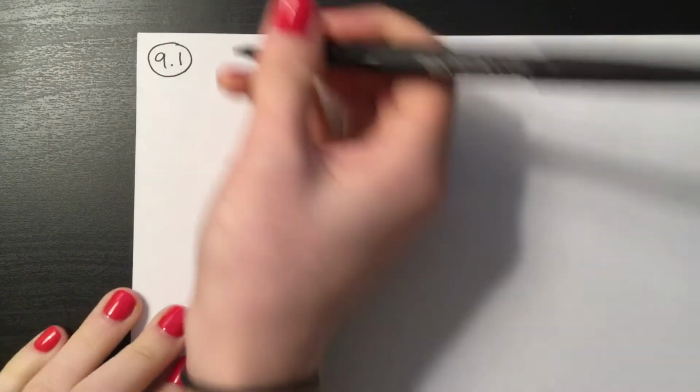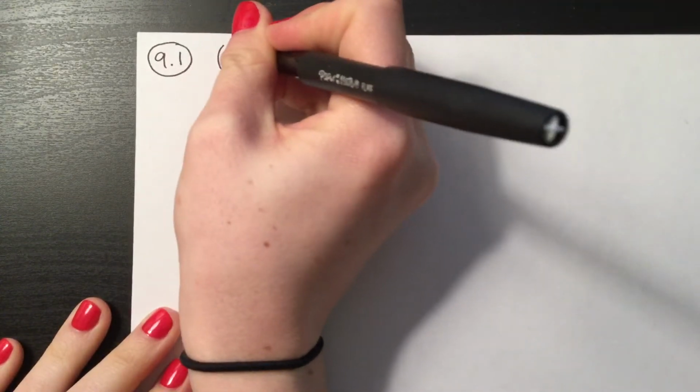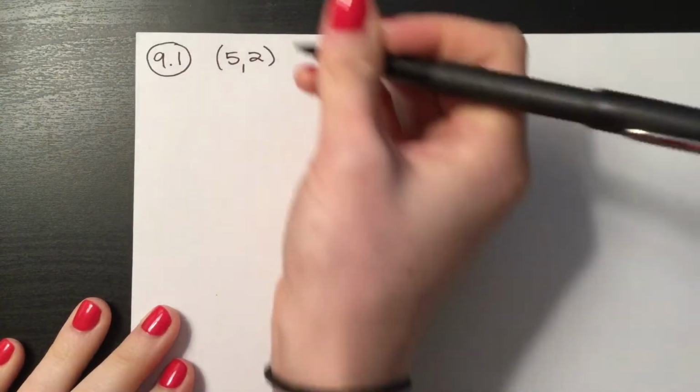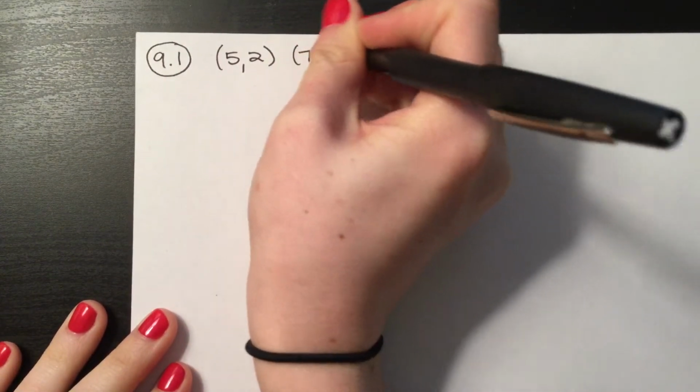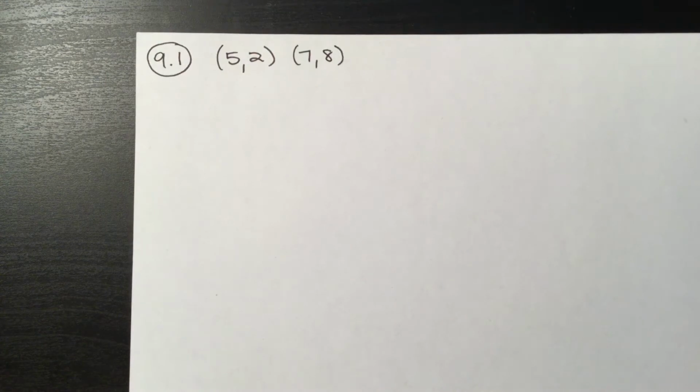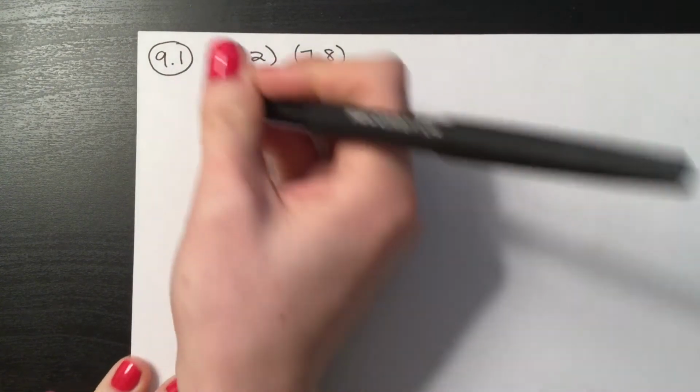So I'm just going to give you two ordered pairs. So let's start with (5, 2) and (7, 8). So these formulas are super easy. They will work with whatever ordered pairs I give you, positive, negative, whatever. So let's first find the midpoint between them.